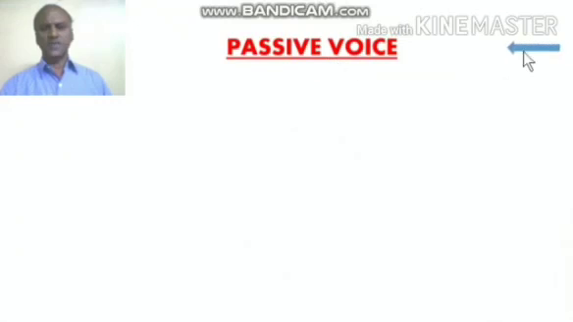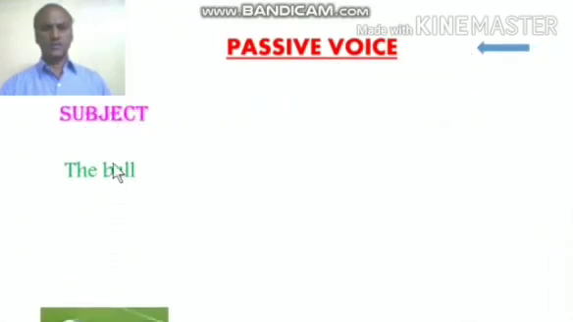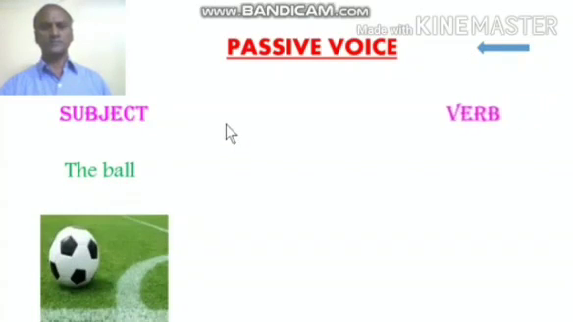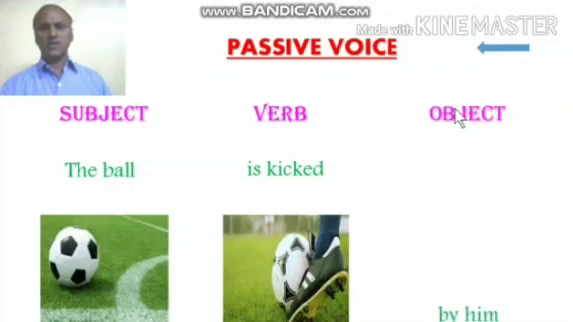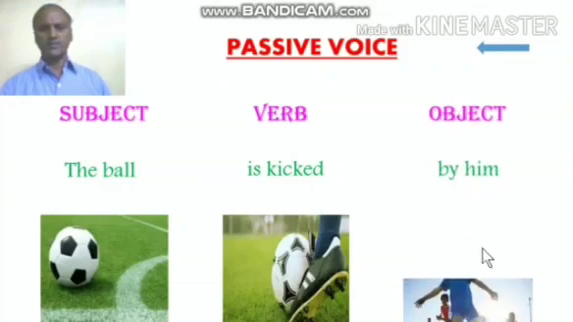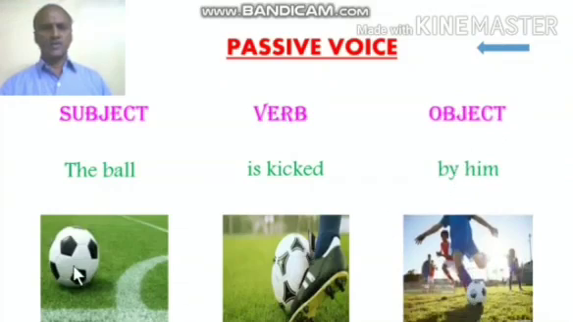Now, example for passive voice. Passive means receives the action. Subject, the ball, verb, is kicked, the ball is kicked. Object, by him. So here the ball is kicked by him. Hence it is called passive voice. Here the ball is receiving the action or the subject is receiving the action. Hence it is called passive voice.